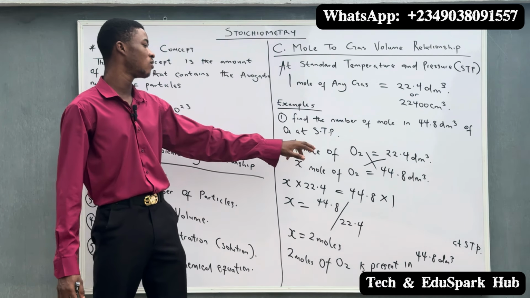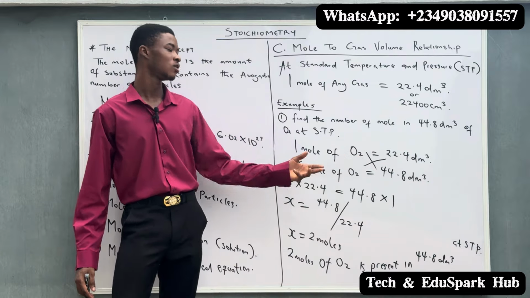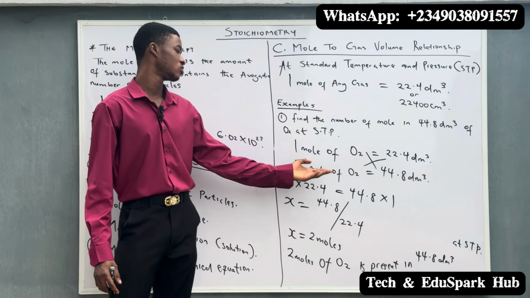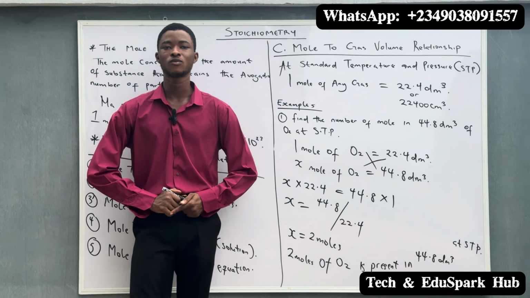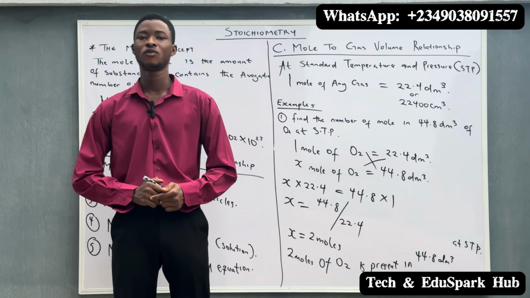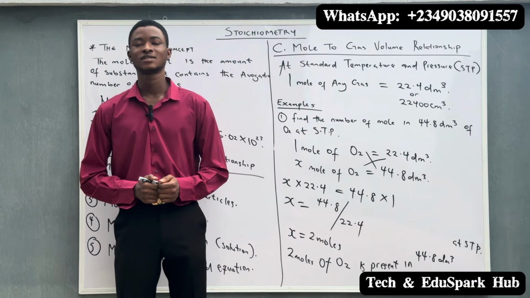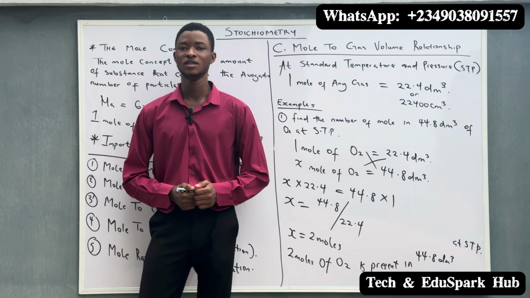So once you know that 1 mole of any gas is equal to 22.4, you can just use what you are given in the question to solve the rest. And when you cross multiply, you get your final answer. And this is how to solve questions under mole to gas volume relationship. So let's look at examples on the mole to gas volume relationship.